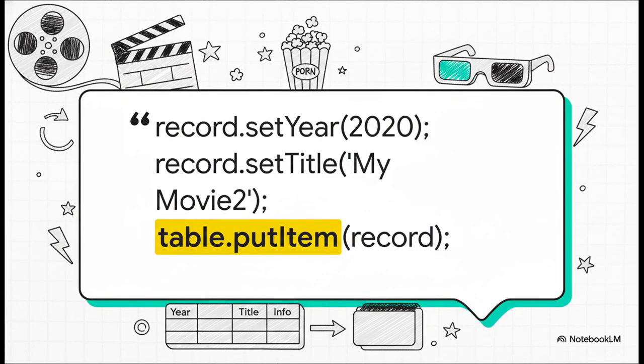Okay, first up, put item. This is how you add a new movie or create one. You just give it the whole movie record and boom, it's in the table. Now, here's a little gotcha you need to know. If you try to put an item with a primary key that already exists, this command will just replace it. It'll completely overwrite the old one, so be careful with that.